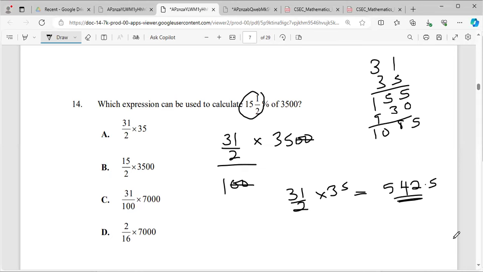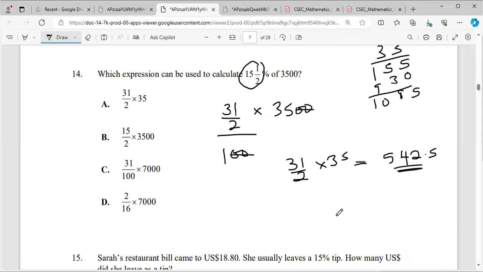But we can actually test to see if that gives us back the answer. What we can do is put 542.5 over 35 and then multiply it by 100%. So when I do all of this, you're supposed to get back what? What should the answer be? Anybody? 15 and 1 over 2. Yeah, 15 and 1 over 2.